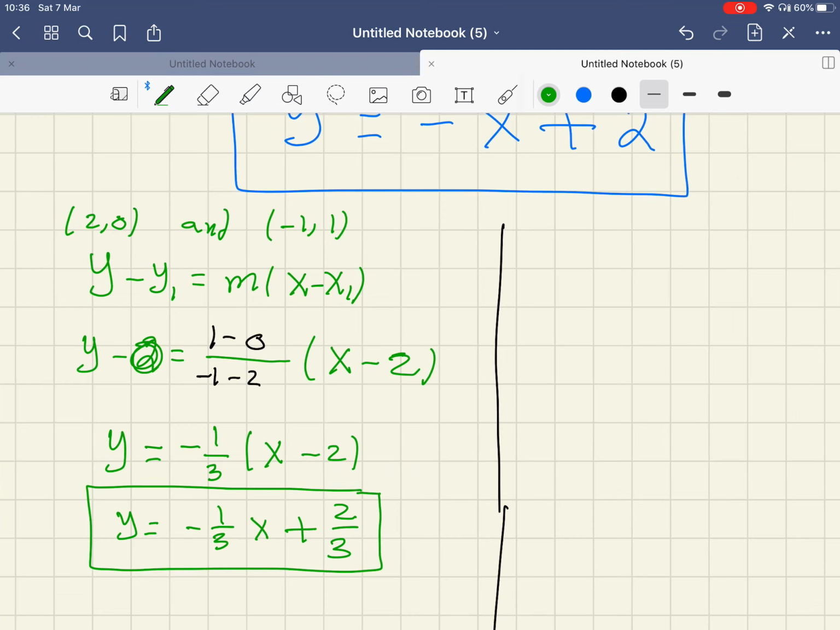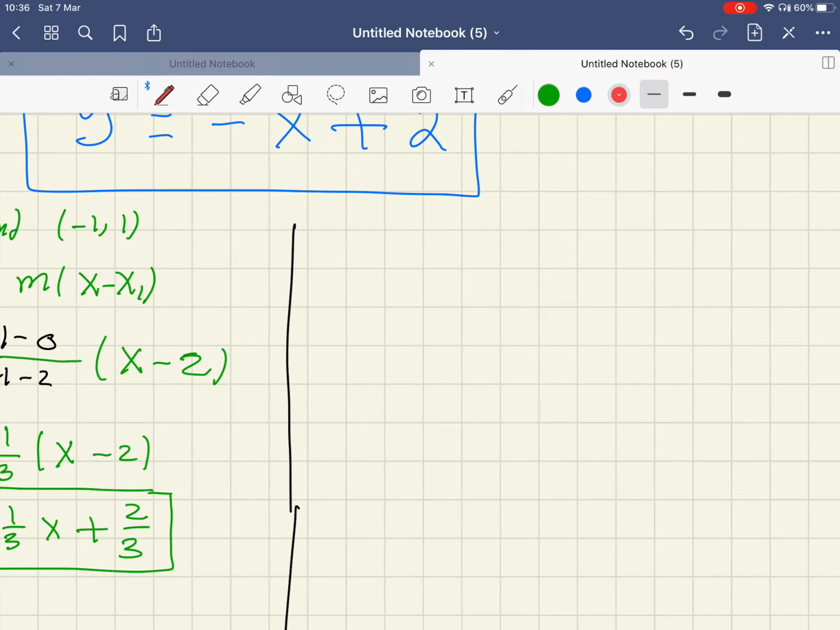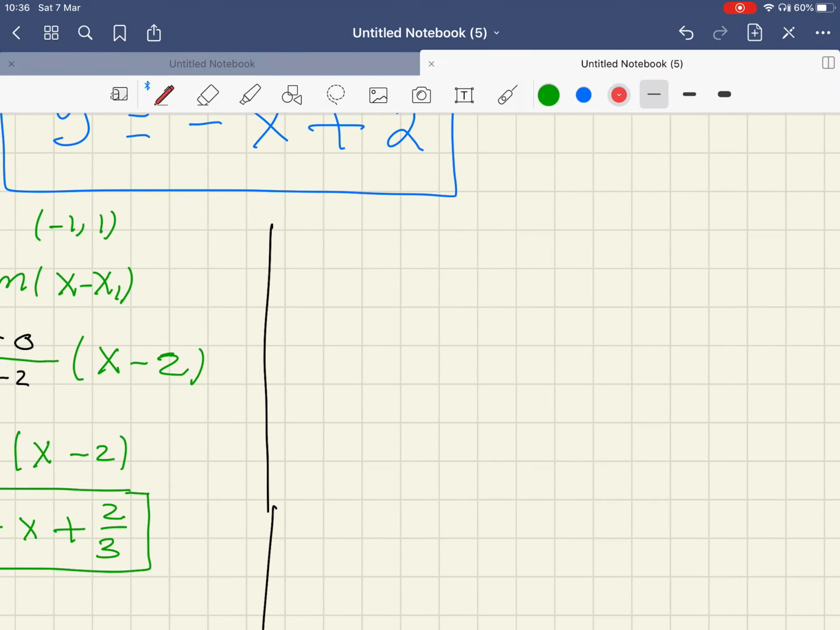And that's the equation for the green function. Now, let me do it for the last time, the equation for the pink function. The line for the pink function was between those 2 points, (0, 2) and (-1, 1). So again, we need to find the slope m, where this is x1, y1, and this should be x2, y2.